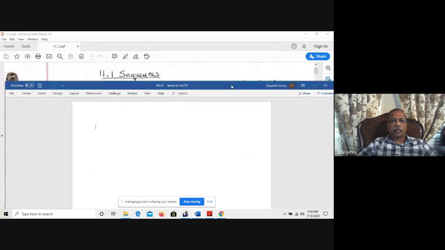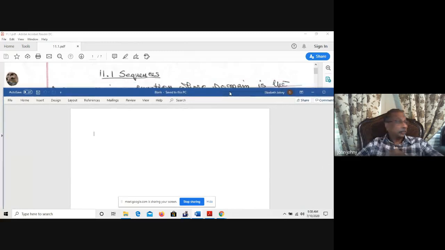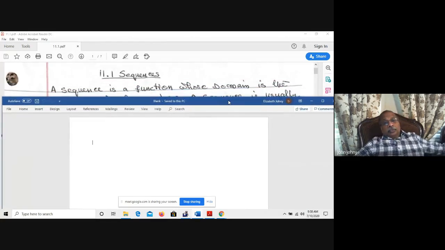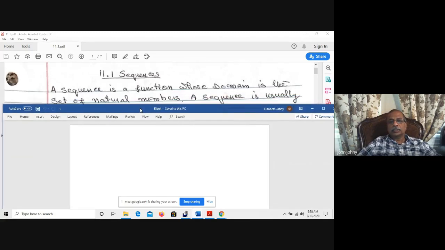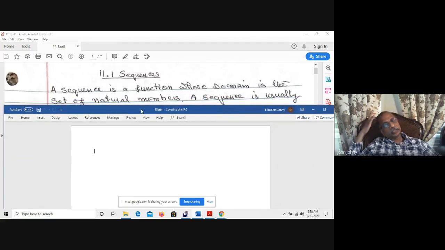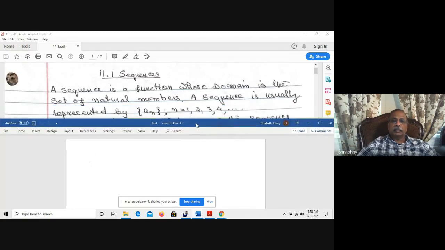Eleven point one deals with sequences. Definition of a sequence: a sequence is a function whose domain is the set of natural numbers. A sequence is usually represented by {an}. You read it as sequence an.